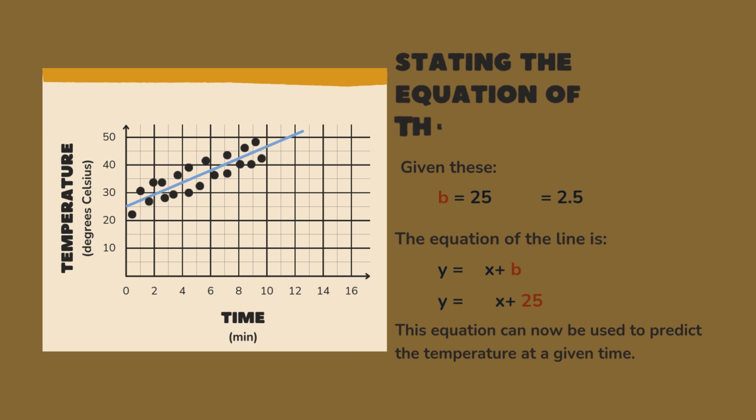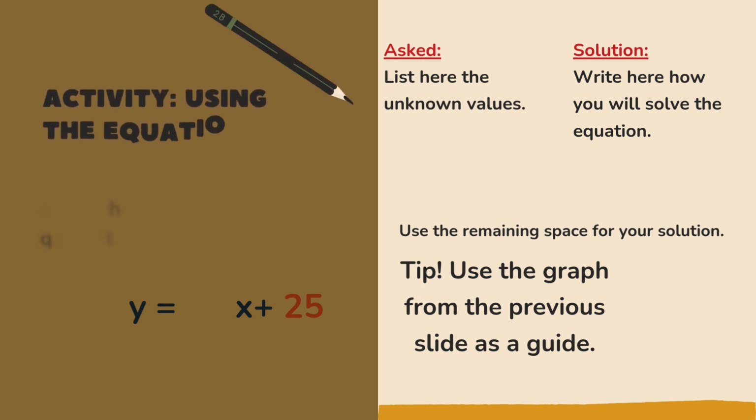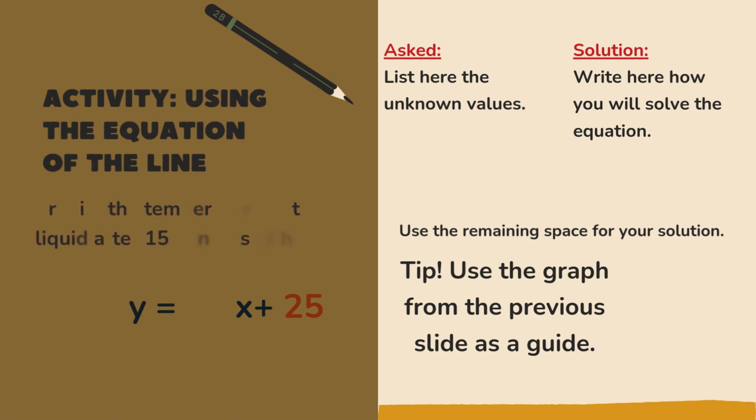So here you go. Given that b equals 25 and m is 2.5, the equation of the line is y equals 2.5x plus b. We know that b is 25. So this equation can now be used to predict the temperature at a given time. List here the unknown values we need to figure out, and write here how you will solve the equation. Use the remaining space for your solution tips. Use the graph from the previous slide as a guide.